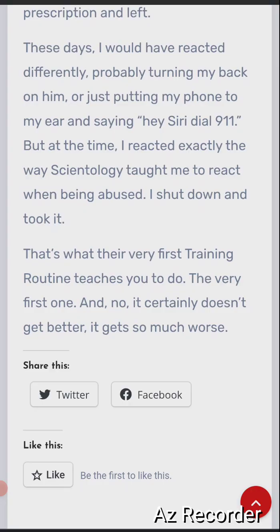Yeah, it's also to create this tolerance for abuse. That's what their very first training routine teaches you to do, children. The very first one, and no, it certainly doesn't get better.